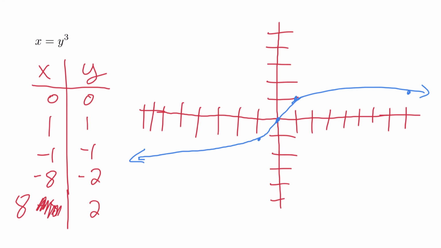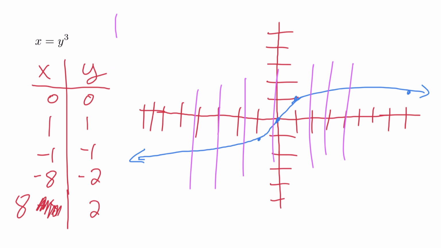Okay, and in fact, does this pass the vertical line test? Well, it sure looks like it. All these vertical lines are only hitting the plot in one place. So this actually does define a function. It doesn't look like it, maybe without plotting it, but it does.